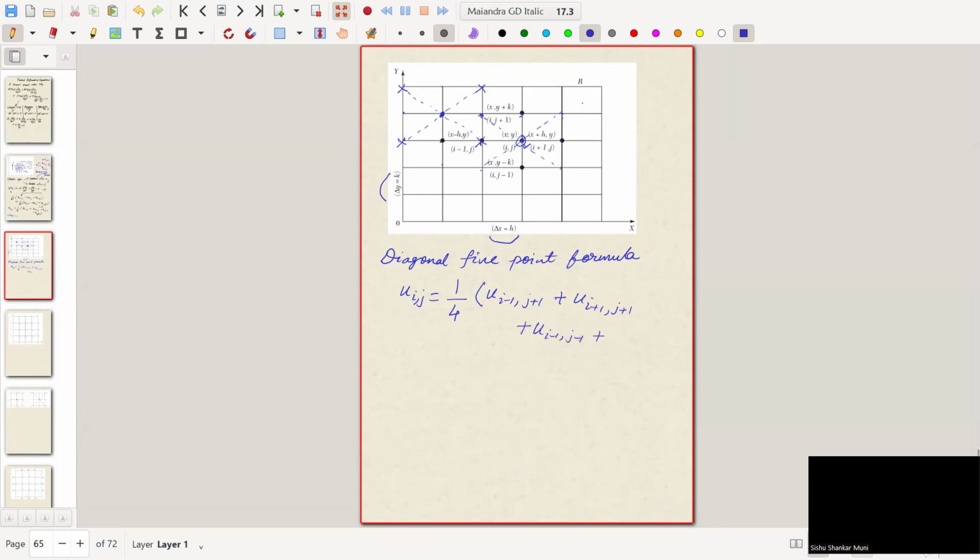Plus, what about this point? Go down again, i minus 1. Yes. Then, sorry, did I say something wrong? If you go down, it is minus 1, right? You are coming down, that means you are decreasing the j value, j minus 1, but you are going right, that means you are increasing the i value. So u i plus 1, comma j minus 1.